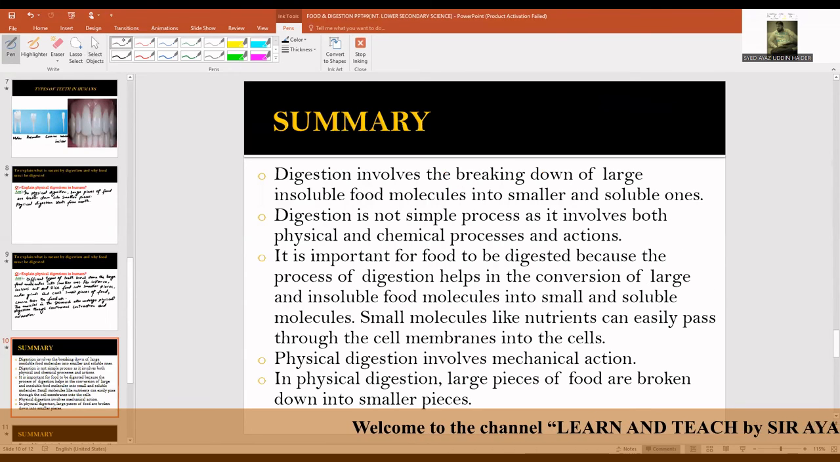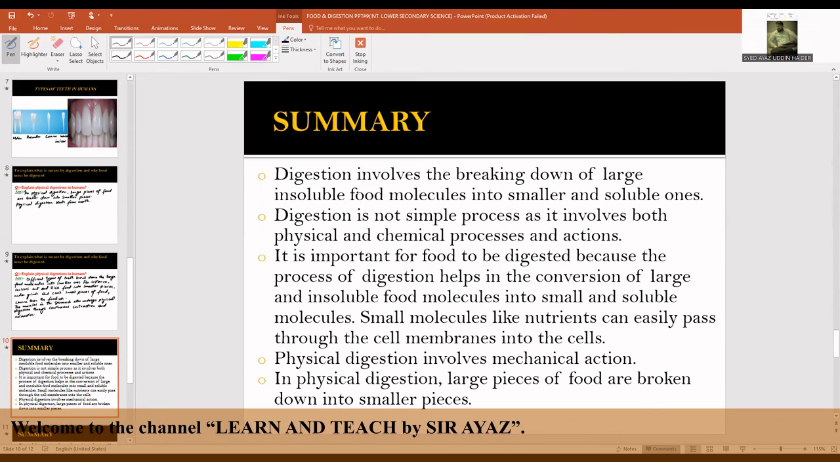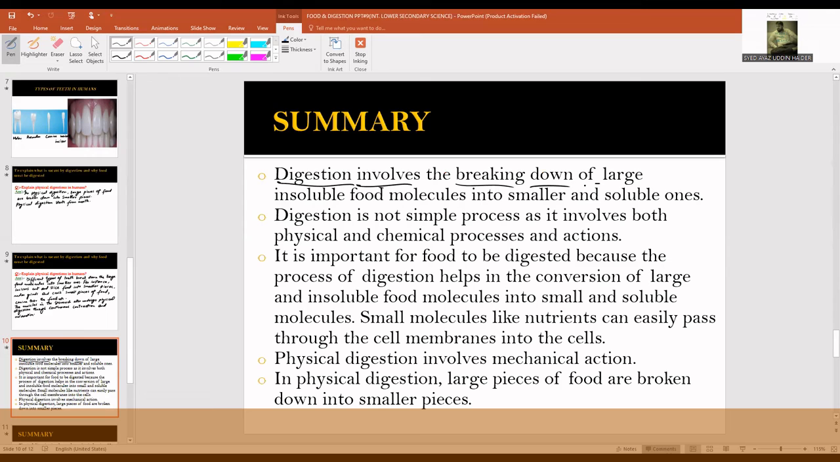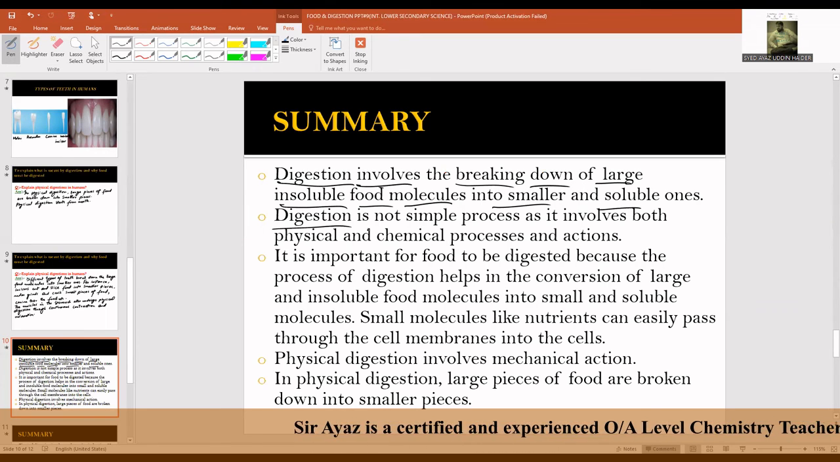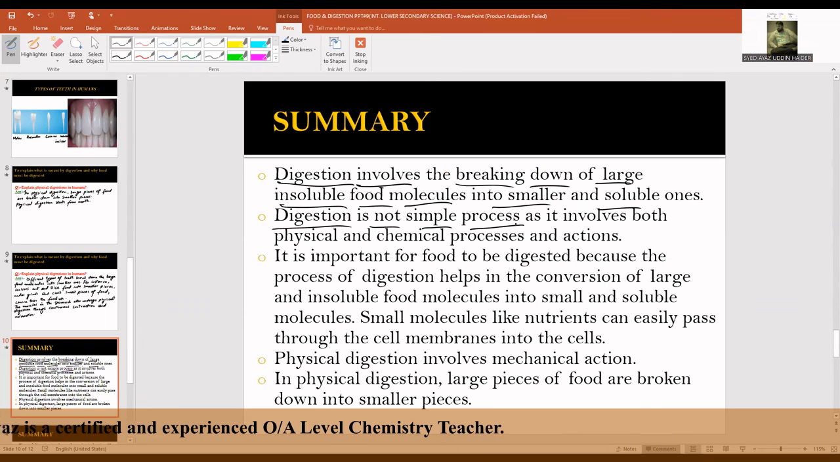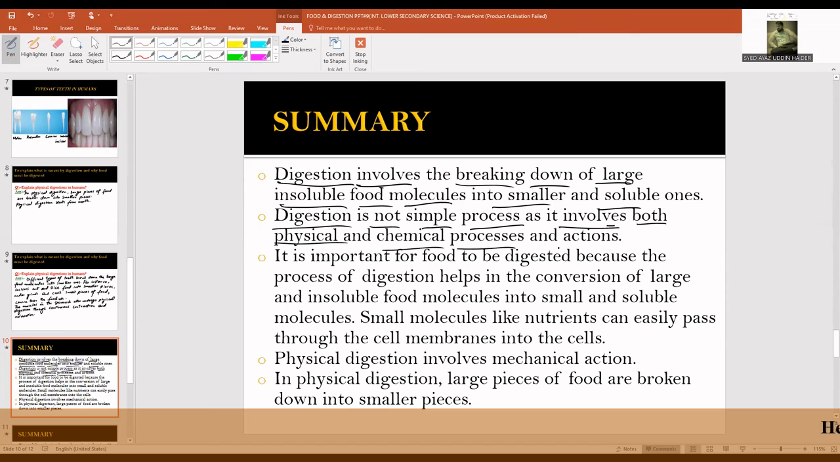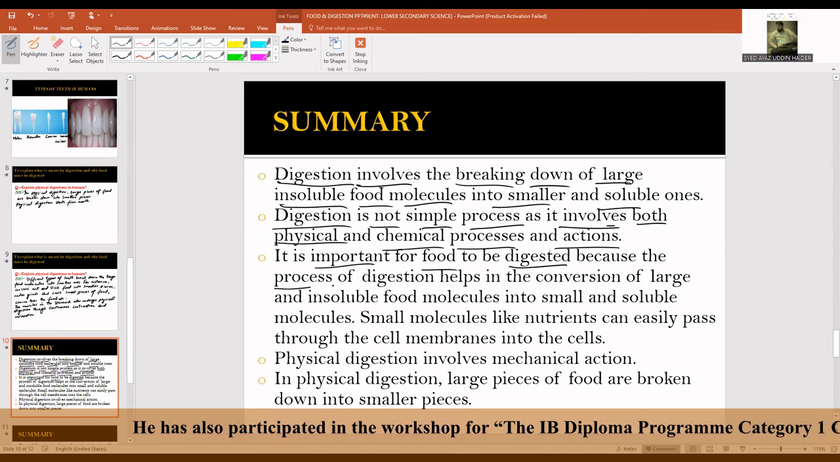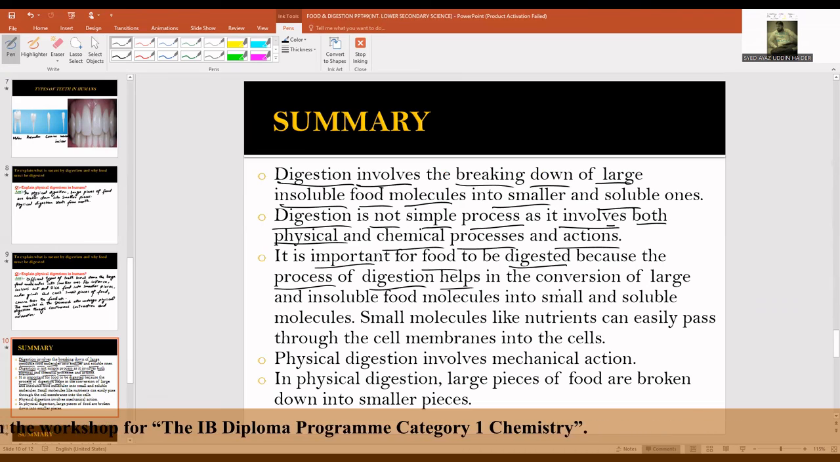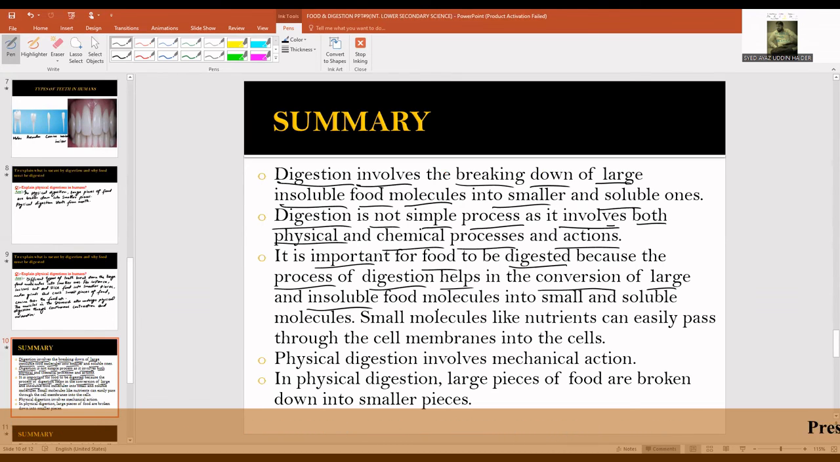So here's a summary of today's lesson. Digestion involves the breaking down of large insoluble food molecules into smaller and soluble ones. Digestion is not a simple process as it involves both physical and chemical processes and actions. It is important for food to be digested because the process of digestion helps in the conversion of large and insoluble food molecules into small and soluble molecules.